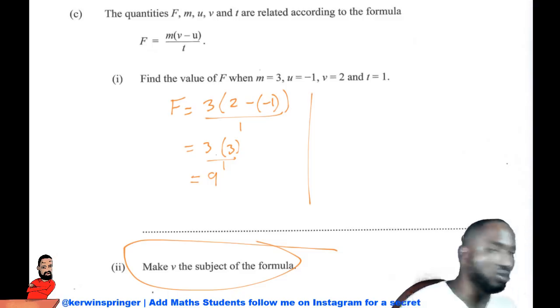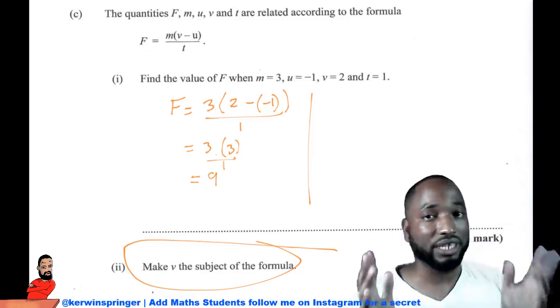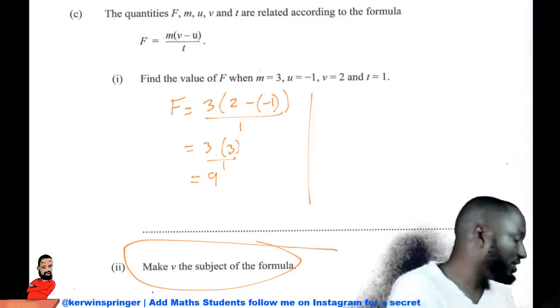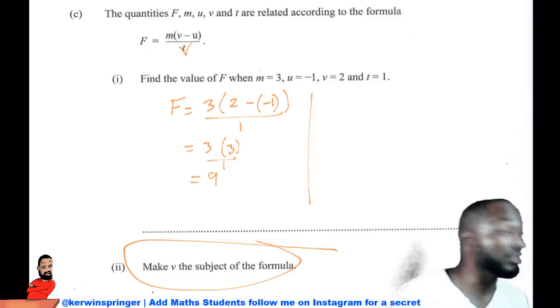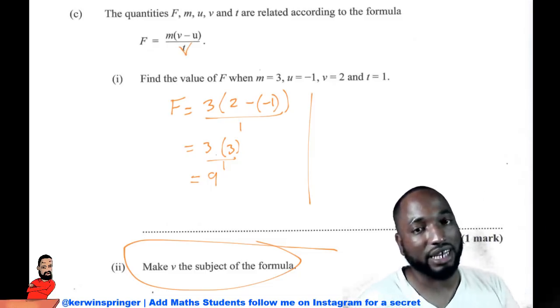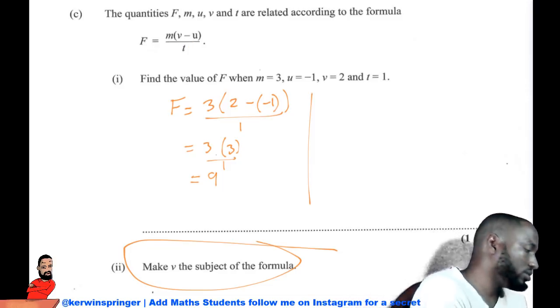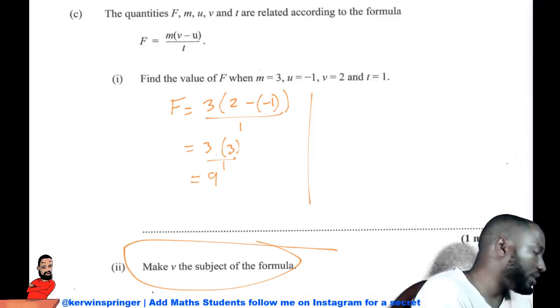Now, the hardest way of making the subject of the formula is if you have two of it. Like if you had a V somewhere here, that could be a little weird. You just have to try and get both of the V's on one side and factorize it out. But this one, not that bad.